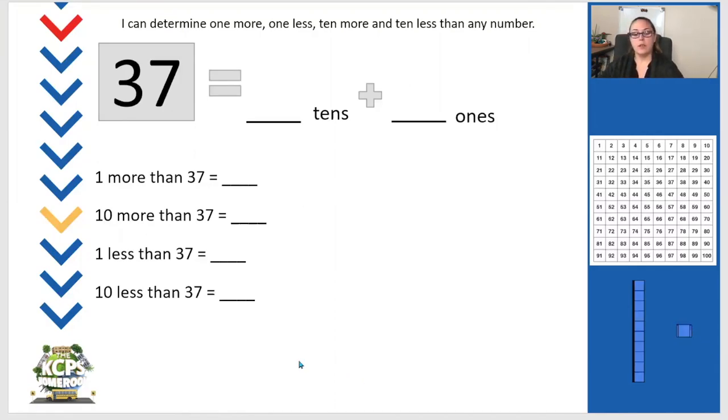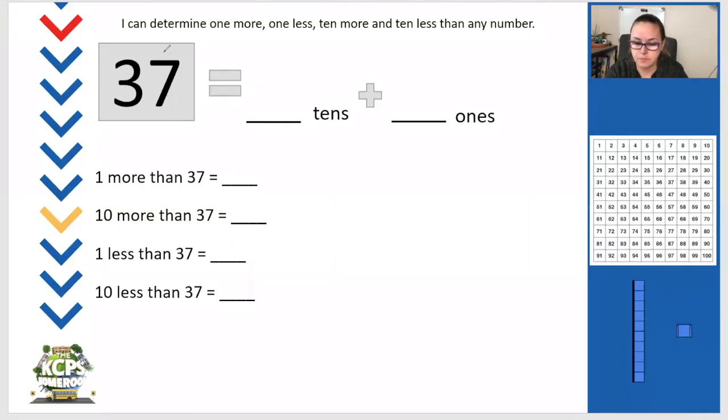So the first thing we are going to do is we are going to talk about the number that you see on your screen in the gray box. And the first number that we're going to start with today is the number 37. Okay? So as we're determining more and less than a number, the first thing I'd like us to do on this problem is model 37 using base 10 blocks. Do you remember how to do that? Here's a quick review. So as we look at the number, we think 30 and 7.